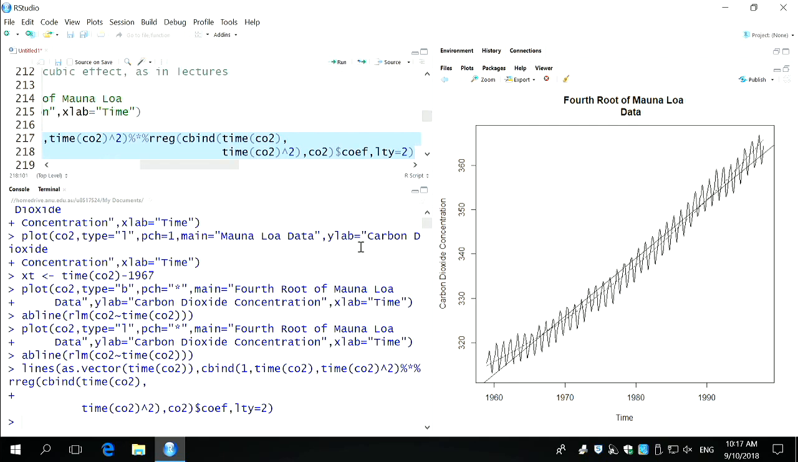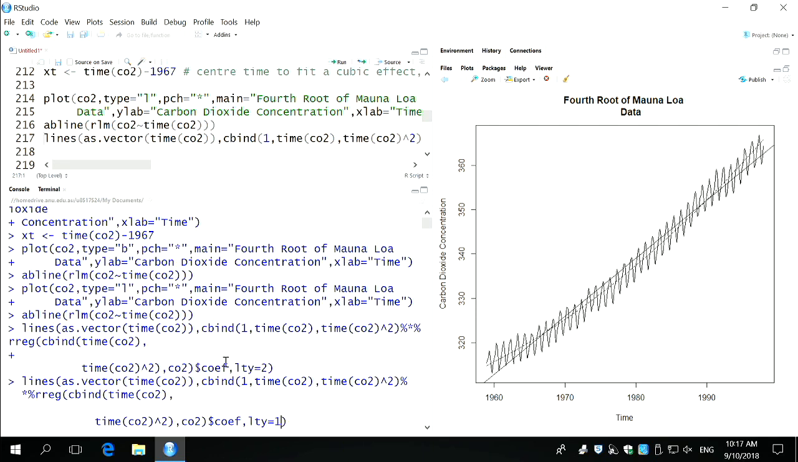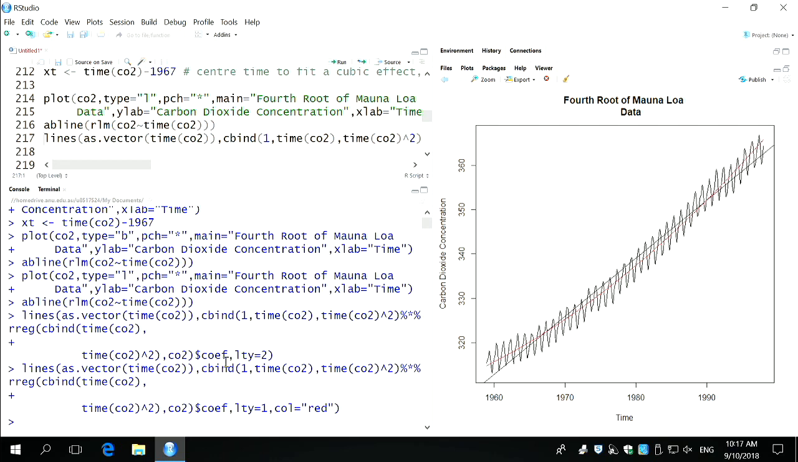That's the dotted line. Okay, can you see the dotted line? Maybe I should have made it red. Let's see if I can make it red. Okay, there's the dotted line. You see that seems to follow the data a lot more faithfully. So I think a quadratic's going to be likely to be the thing to do.